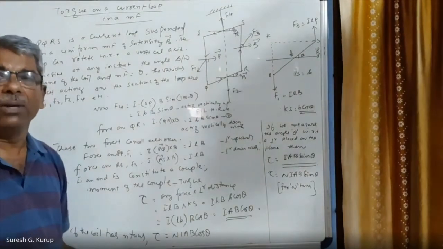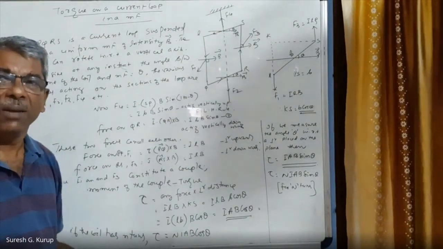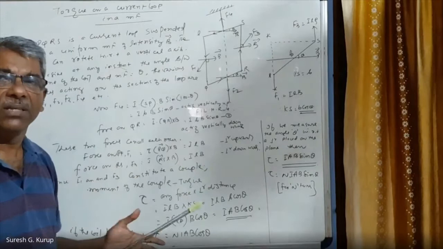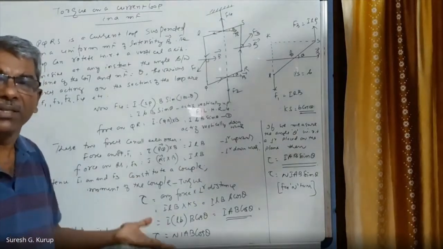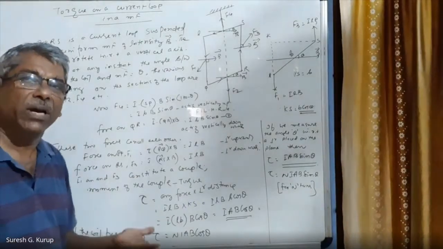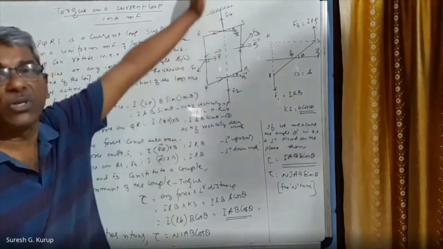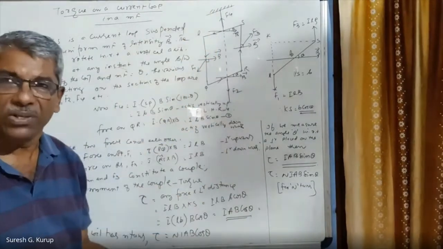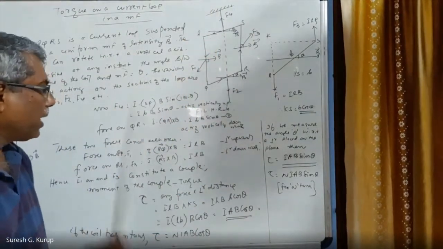Actually, they are equal in magnitude and opposite in direction, because the magnetic field directions are the same, but the currents are in opposite directions. And also by Fleming's left-hand rule, we can prove that this force is upward and this force is downward. Okay, they cancel each other.